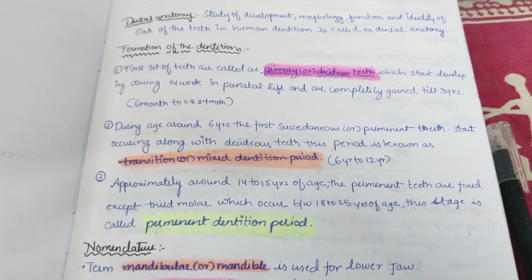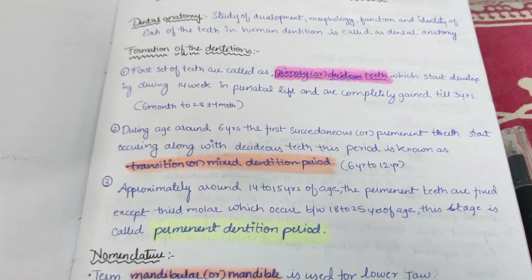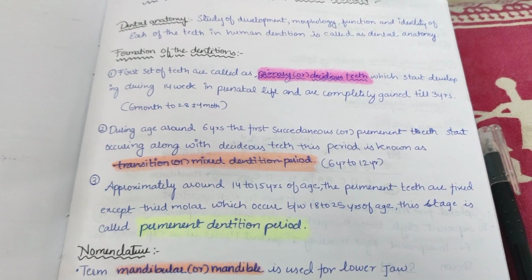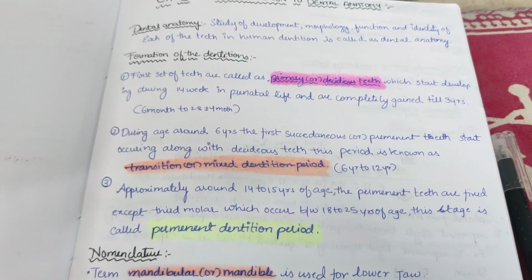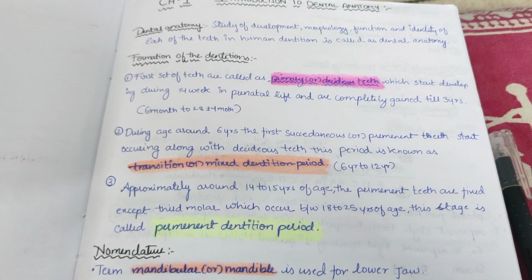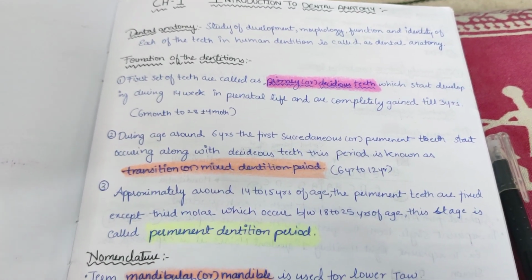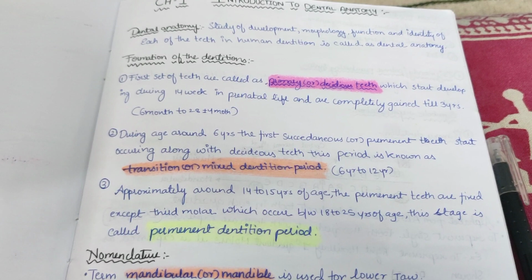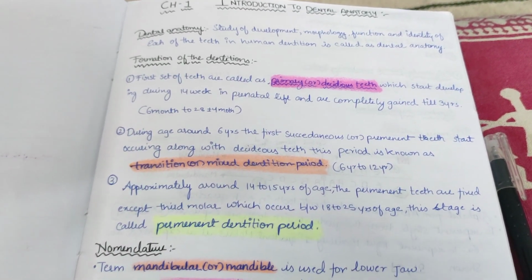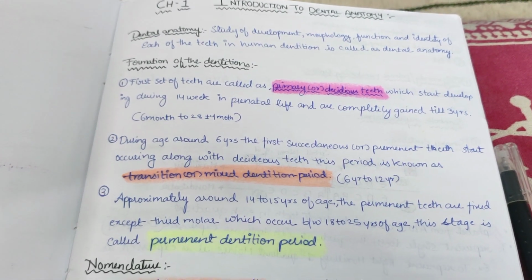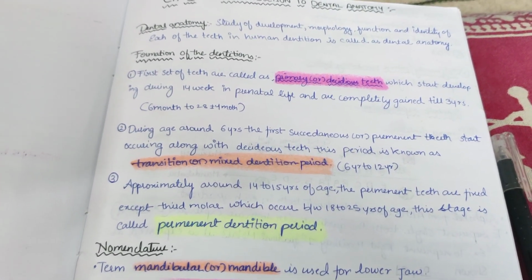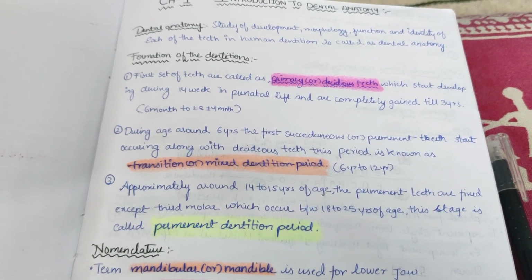Now the third is known as permanent dentition or succedaneous dentition or adult teeth. They occur around 14 to 15 years of age, and the permanent teeth are fixed to the jawbone, and molars are also fixed. The third molar is also known as wisdom tooth, which occurs between the age of 18 to 25 years, and in some adults it may be absent.